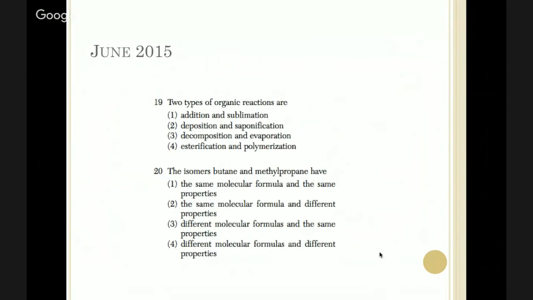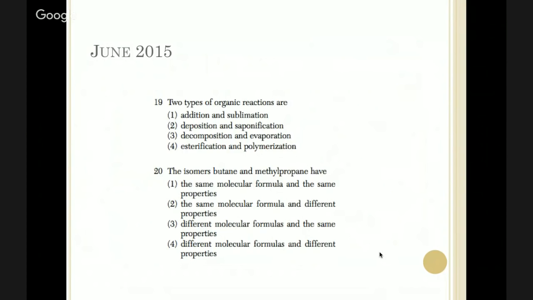Also in that exam, we have number 19, two types of organic reactions are, and if you go through the examples, number 1, sublimation is solid to gas, so that's not even an organic reaction. Number 2, deposition is going from a gas to a solid, so that's not an organic reaction. Number 3 says decomposition, nope. And evaporation, nope. And number 4, esterification forms an ester, and polymerization makes a polymer, that's what I would pick.